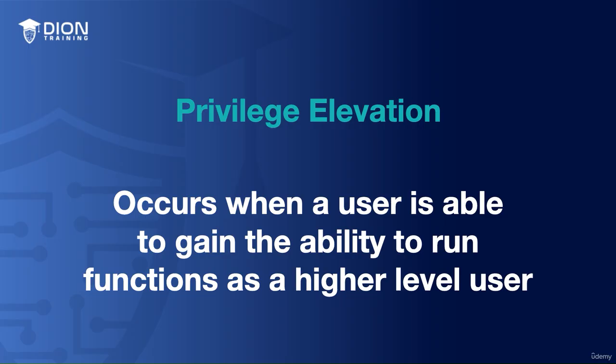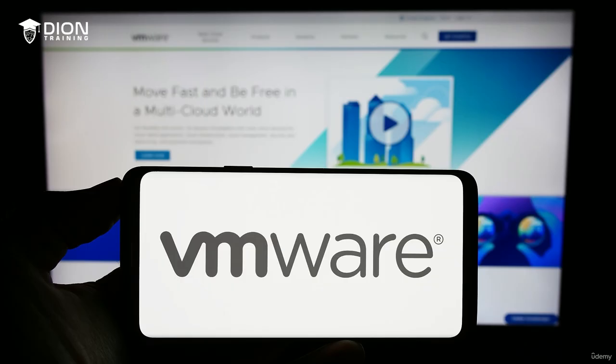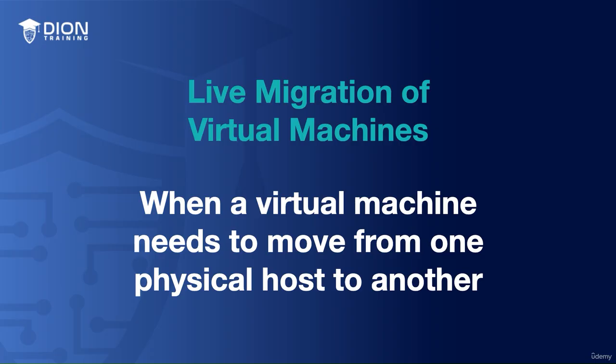Privilege elevation occurs when a user is able to grant themselves the ability to run functions as a higher level user, such as the root or the administrator. While this can be bad on a single server, it can be catastrophic on a physical server if the attacker is able to perform this on the hypervisor itself. A few years ago, VMware had a flaw on their hypervisor that allowed a user to escalate privileges into any of the guest operating systems hosted by that hypervisor. To prevent this, it's important to remain current on your hotfixes and your service packs for your virtualization software. Another vulnerability to consider is one associated with live migration of virtual machines.